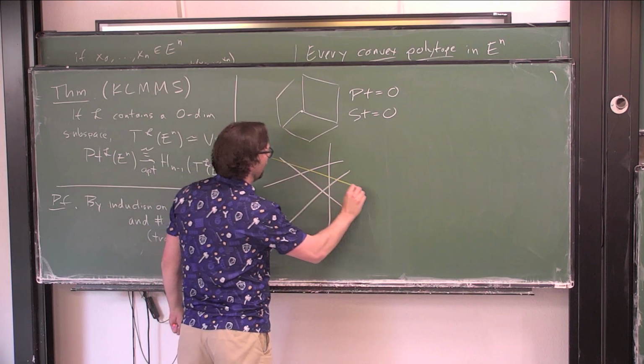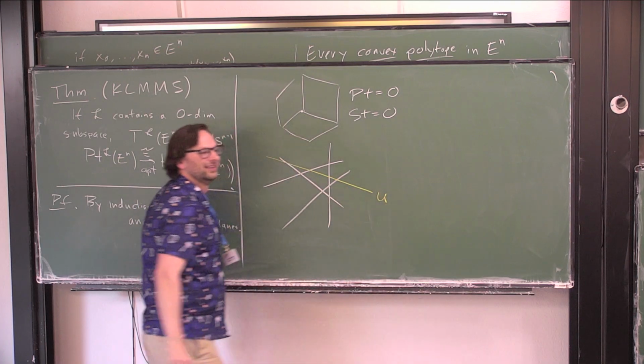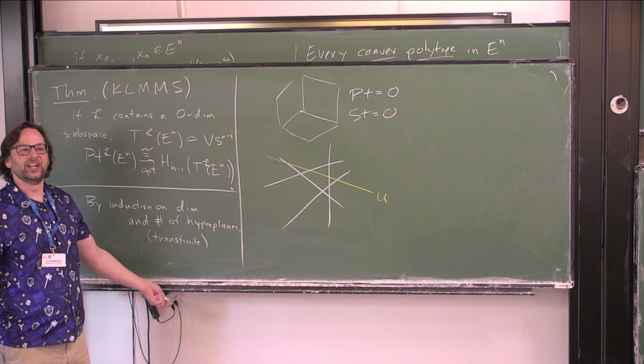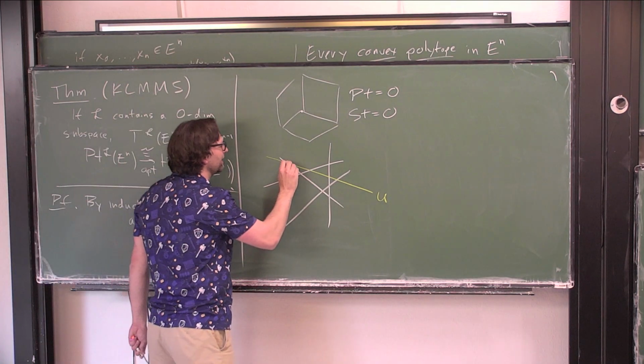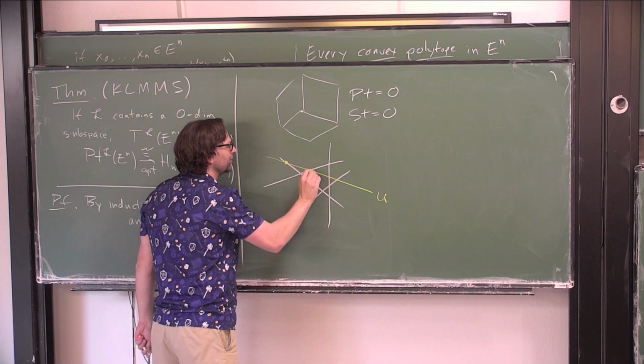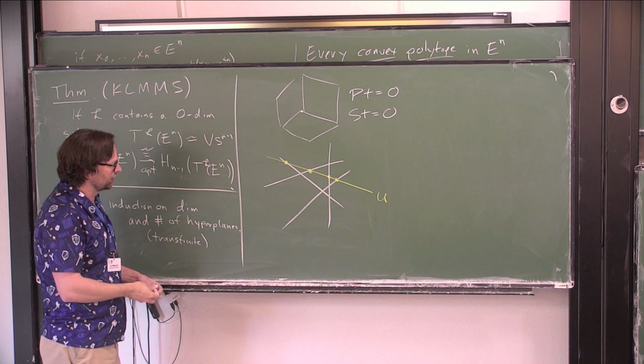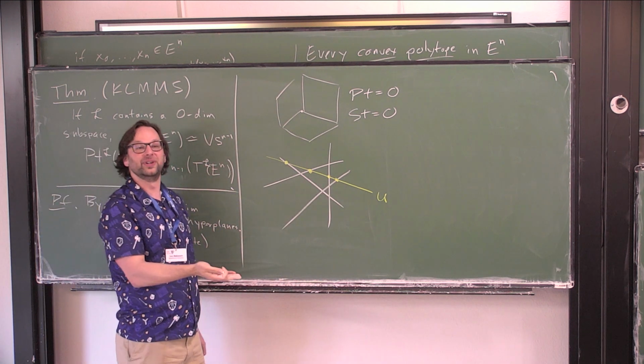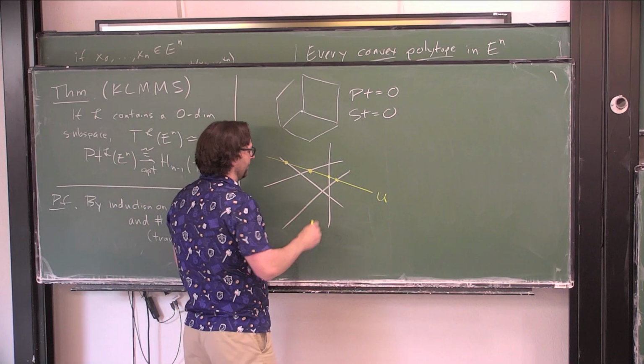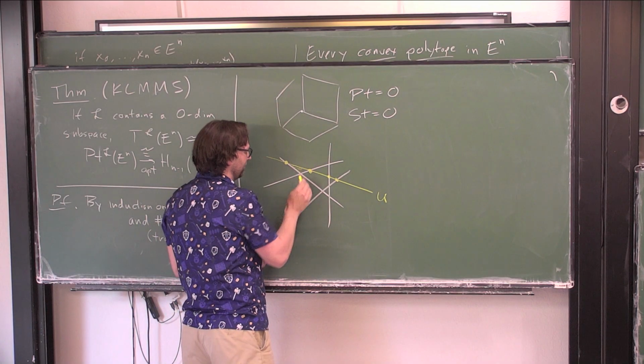Okay, so I'm going to add this new hyperplane U. How does everything change when I add U? It's kind of a fun thing to think about. Just draw this picture. Well, a couple of things change, right? One is that new polytopes are created. I now have this one that I didn't have before.